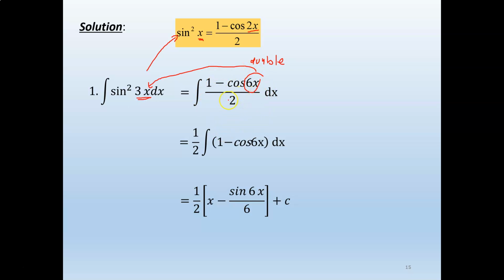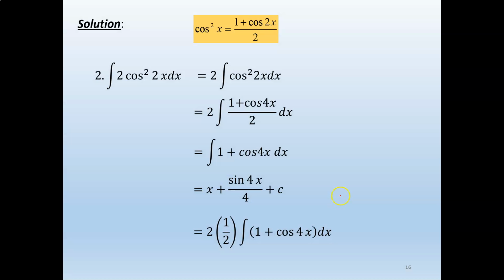So this we can write as 1 over 2. Since there is a fraction, we bring the constant 1 over 2 to the front first. That's why we have 1 over 2. The remaining is 1 minus cos 6x dx. So now you can integrate. Integrate 1, you will have x. Minus, integrate cos 6x, you will get sine 6x. And remember, every time when you integrate a trigonometric function, look at the coefficient. The coefficient of x is 6, so you are going to divide it by 6. Here we get 6. So this is the answer.